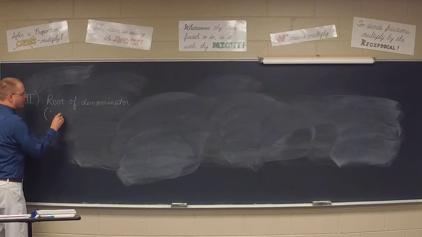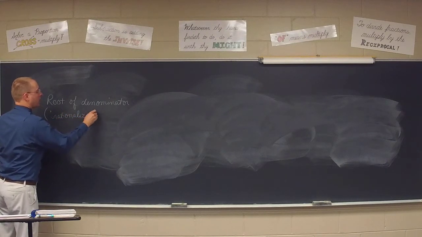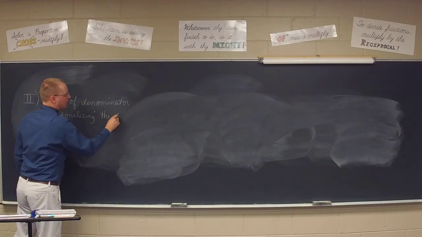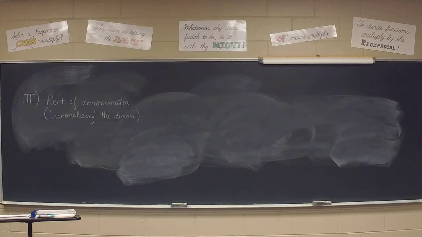So method number 2 in reducing radicals is to take the root of the denominator. This is referred to as rationalizing the denominator. Rationalizing the denominator, to make rational, right?